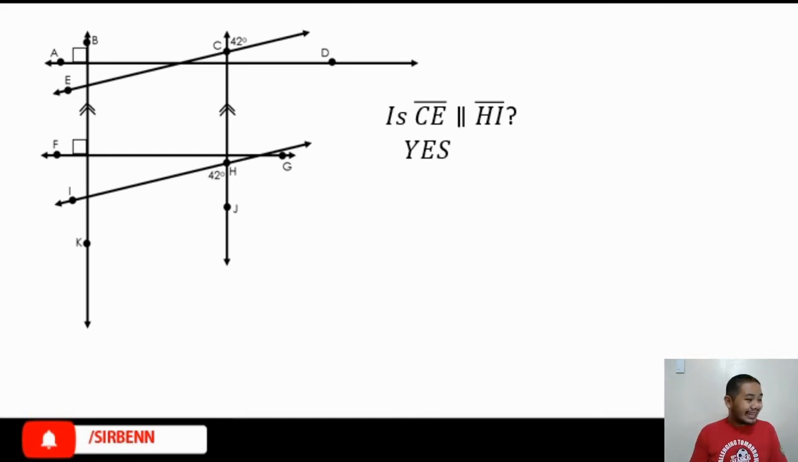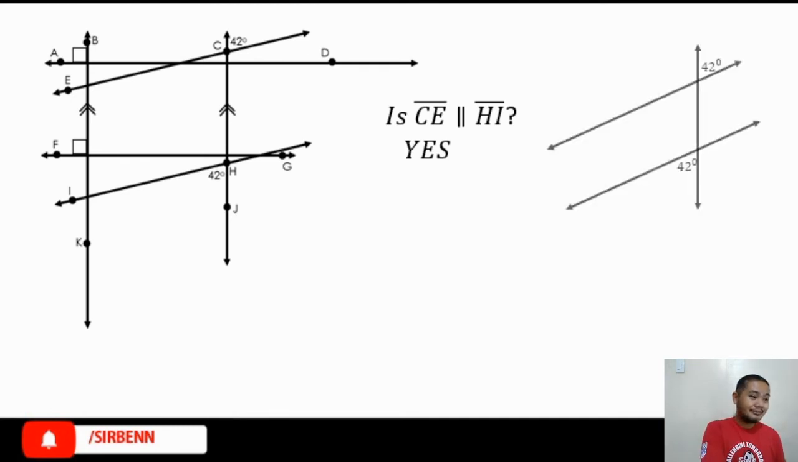Okay. So, bakit nga ba CE is parallel to HI? Ano yung concept na na-apply dito? Siyempre, alternate exterior angles. Sir Ben, paano naging alternate exterior angles? So, ako, ganito ko siya tinignan. Ayan. So, dyan pa lang, obvious na alternate exterior angles yung ginamit ko. So, in that case, CE is parallel to HI. Okay? Next.